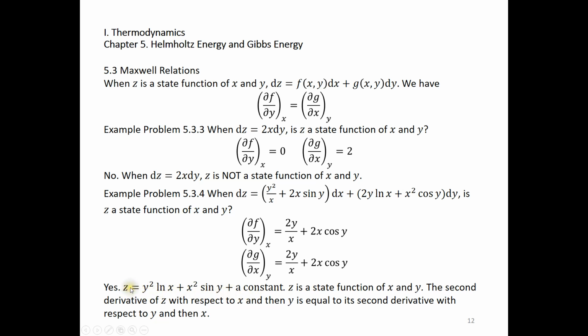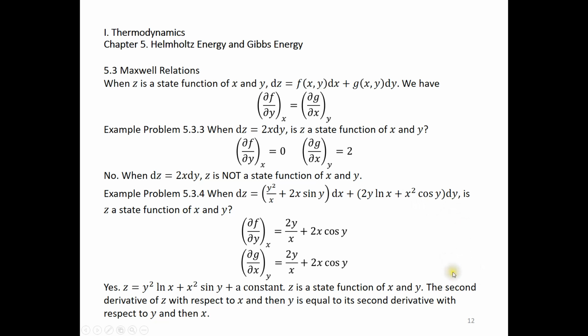Just take the first derivative of z with respect to x. You get y squared over x plus 2x sine y. It's right here. You can take dz over dy, assuming x is constant, and then you get 2y ln x, which is here, and then you get x squared times cosine y, which you get here.